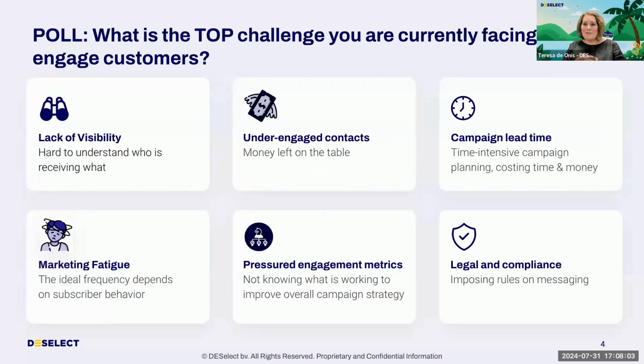Okay. So I want to find out what your top challenge is that you're facing around customer engagement. And these are big ones. Probably some of these keep you up at night. Especially if you're in a large organization with multiple BUs, you're probably seeing a lack of visibility into campaigns that other BUs are running. So it's hard to know what contacts are receiving what communications and when they're receiving them and whether you're colliding with other campaigns.